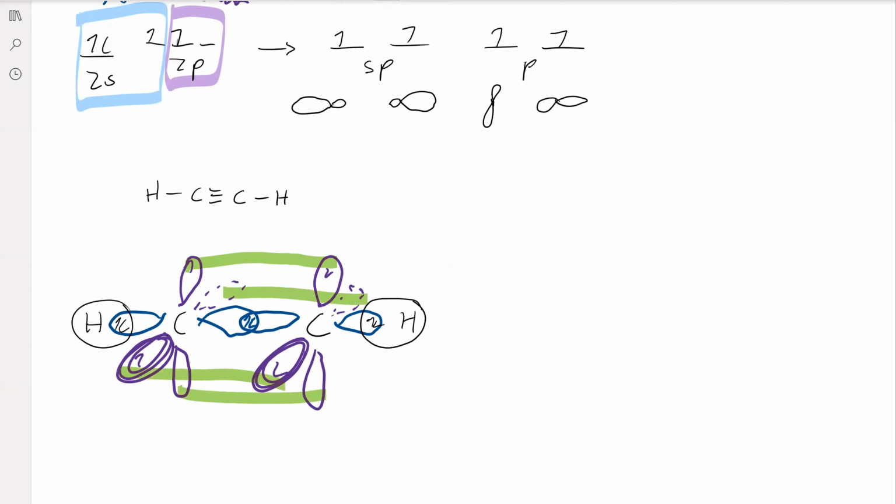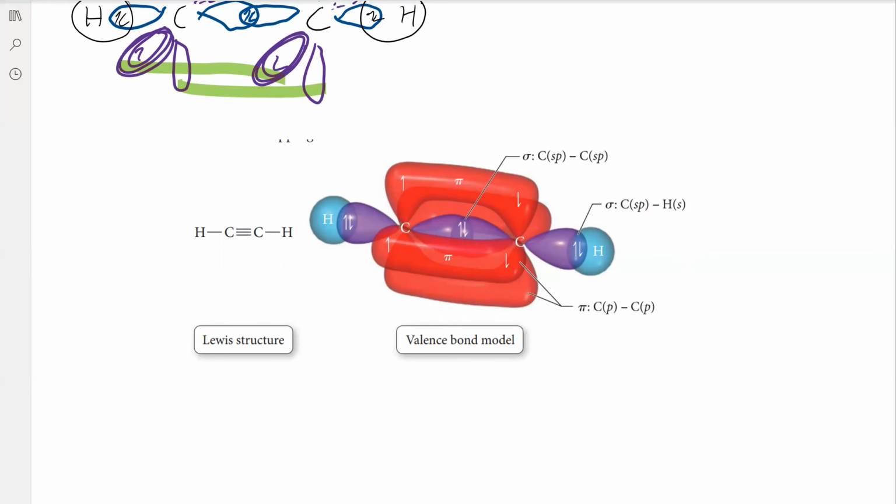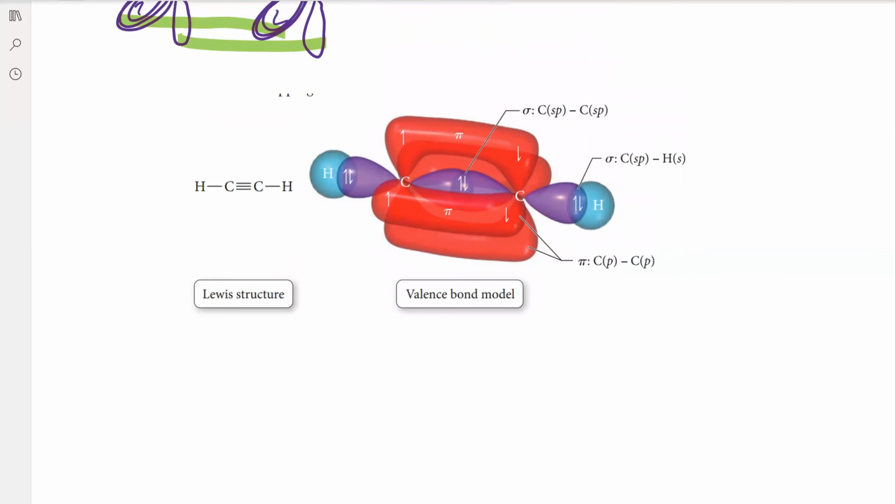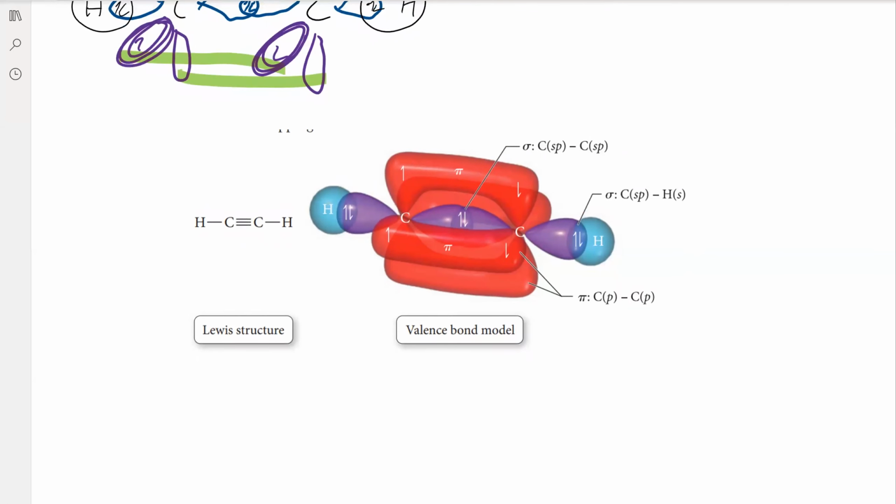Here's just a better image of that, right? On the left, you see the Lewis structure. On the right, you see the valence bond model. Note that here in this carbon-carbon triple bond, we have one sigma bond and two pi bonds. We can get further hybridizations of sp3d and sp3d2. I don't think they're that important, so we won't really cover them too much, or really at all.